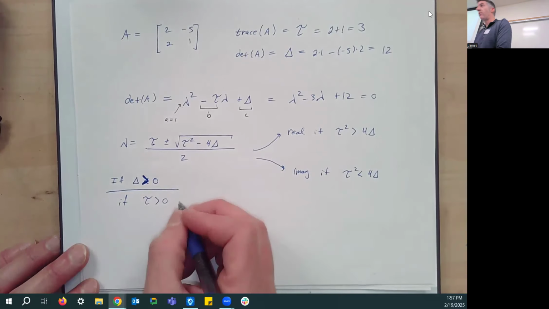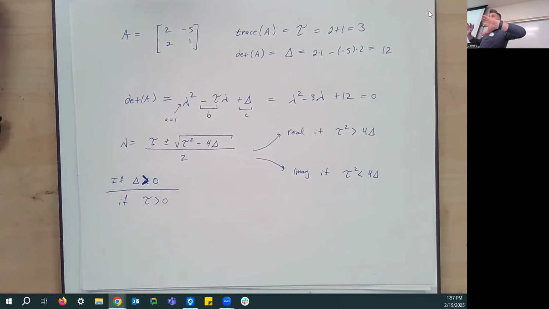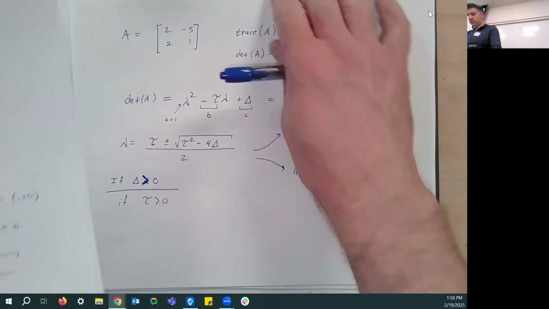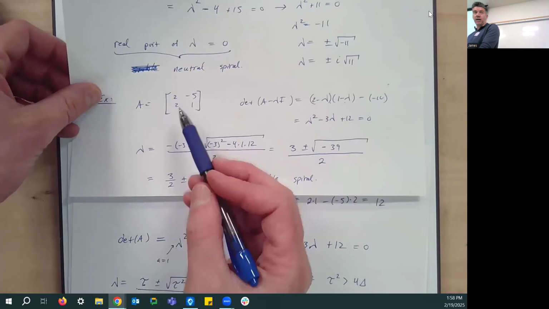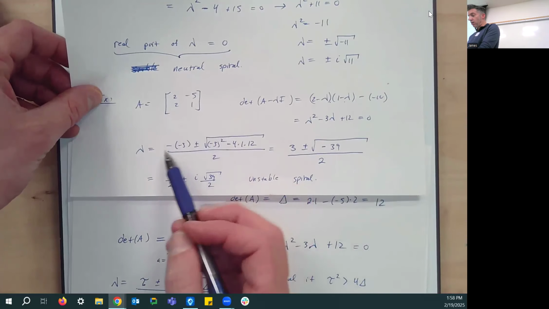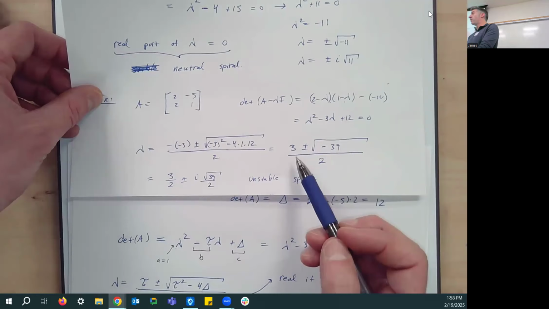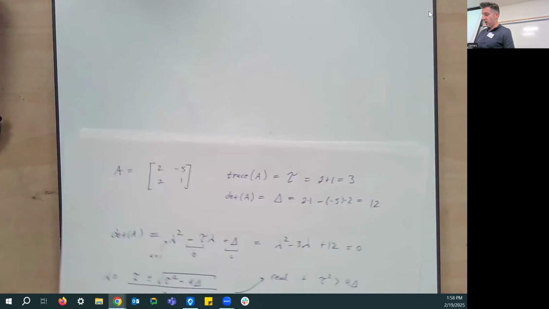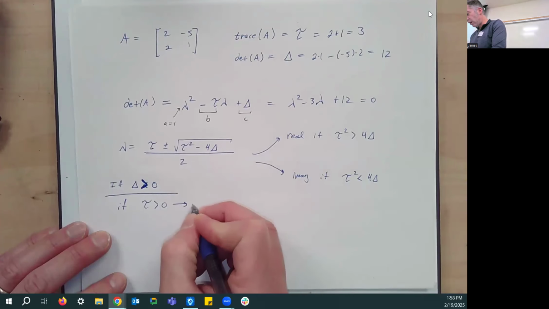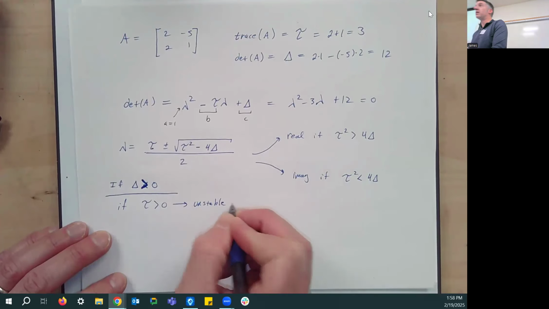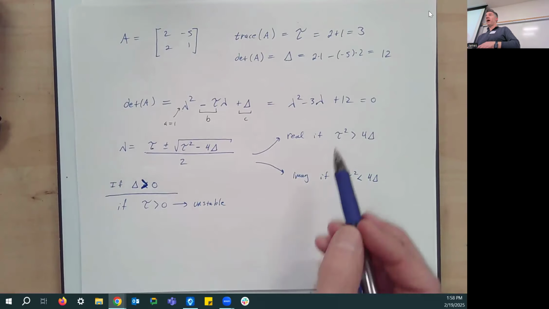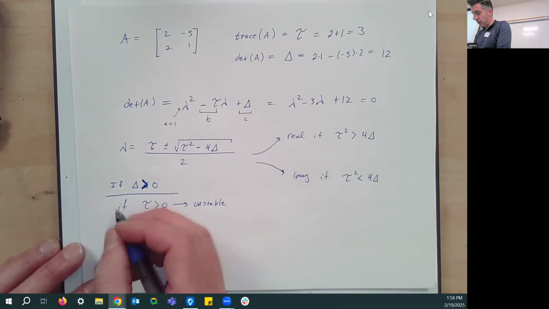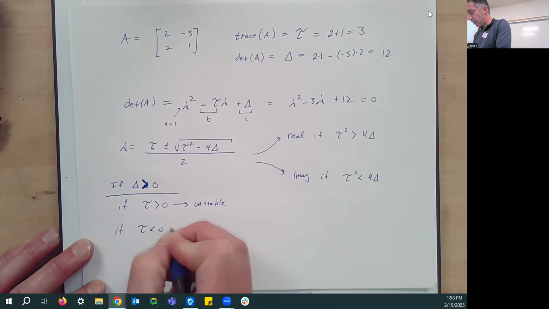If tau is positive, well, we know that if your real part is positive or your eigenvalues are positive, that means we have instability. Just like in this previous example, right? In this previous example here, we had our trace being positive 3 and our eigenvalues both had a positive real part. It was unstable. So if tau is positive, you get unstable. It's either a node or a spiral based on if your eigenvalues are real or not. And if tau is negative, it's going to be stable.